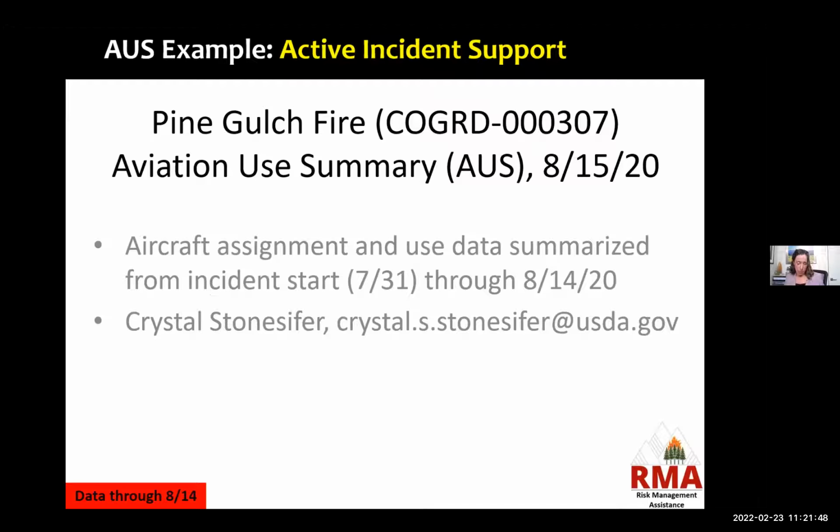All right, so finally an example. I'm just going to go through a couple slides of this one product that was delivered. This is from the Pine Gulch Fire in Colorado in 2020. This ask was from Dan Dallas and his Type 1 team. He's been involved in RMA efforts since the very beginning and is a heavy end user of AUS and the sort of broad suite of RMA products.